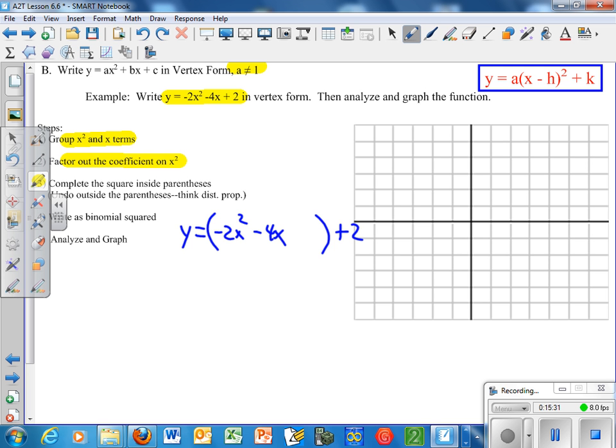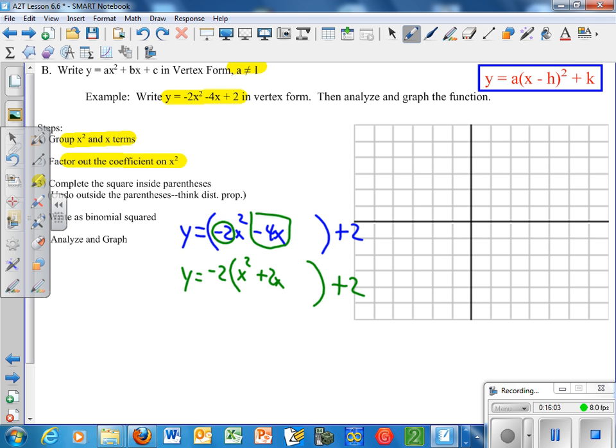Because we don't have a 1 in front of x squared, here's what we need to do. We need to take this negative 2 and factor it out of what's inside parentheses. So that would be x squared left, and if I take negative 2 out of this term, it's going to be positive 2x, because negative 2 times 2x is negative 4x. And I still have this plus 2 out there. So group them together, factor out.